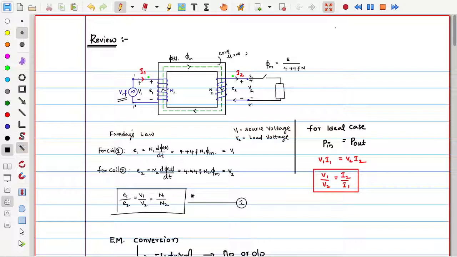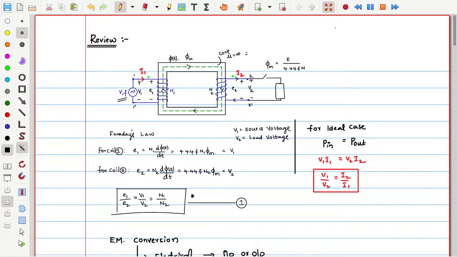So welcome to the new lecture again. In today's lecture, we will revise some of the basic concepts which we've seen in the transformer topic as well as DC machine topics. Then we introduce one more very interesting topic which is very important, especially for electronics students.